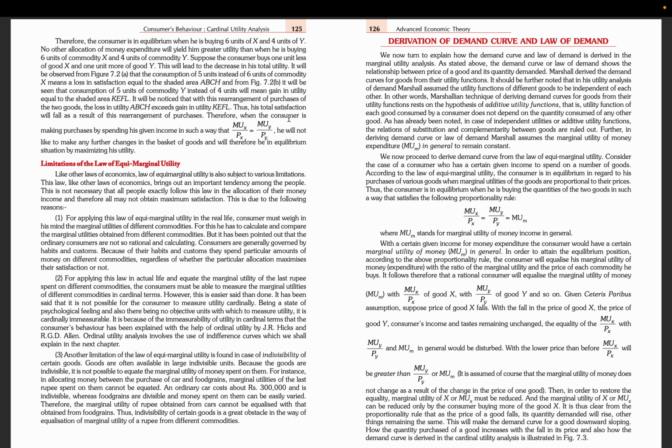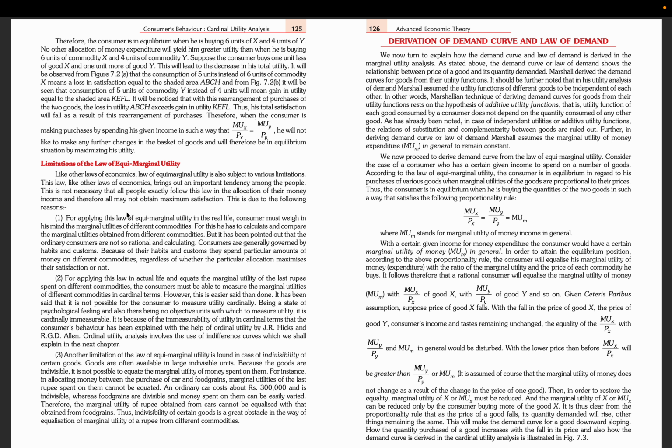Limitations of the law of equimarginal utility. Like other laws of economics, the law of equimarginal utility is also subject to various limitations. This law, like other laws of economics, brings out an important tendency among the people. It is not necessary that all people exactly follow this law in the allocation of their money income, and therefore all may not obtain maximum satisfaction. This is due to the following reasons.